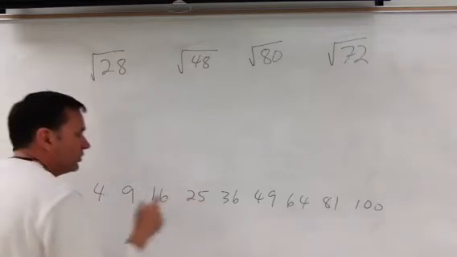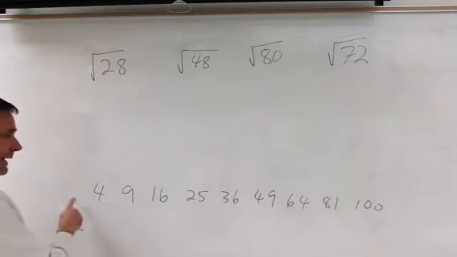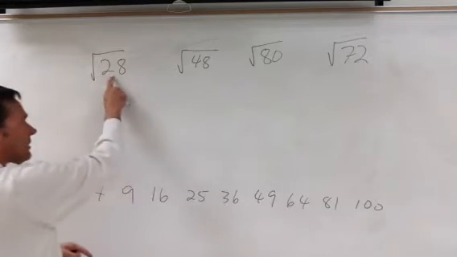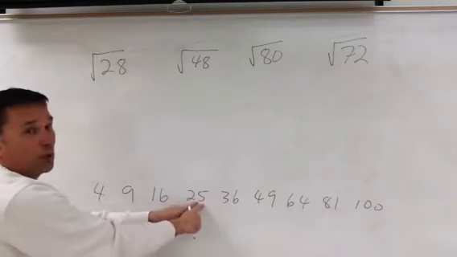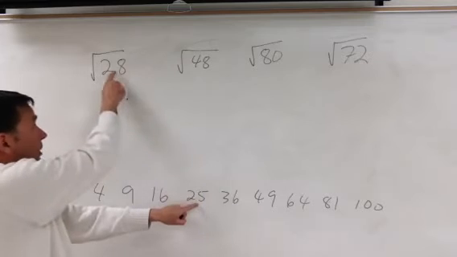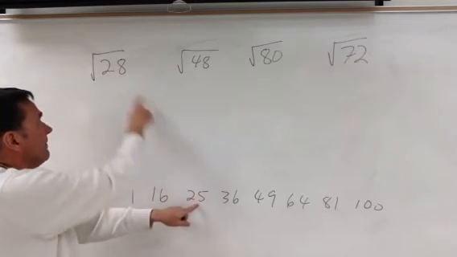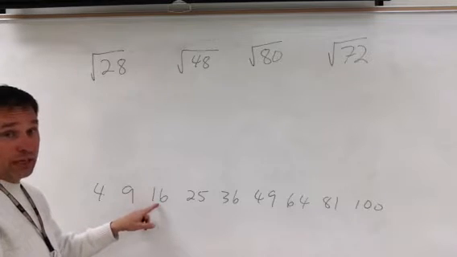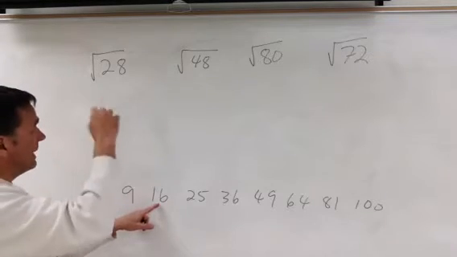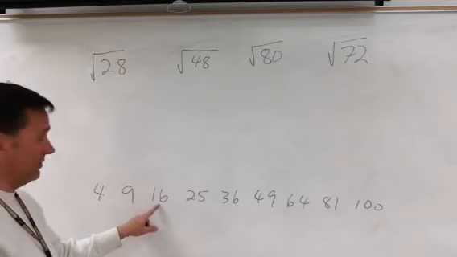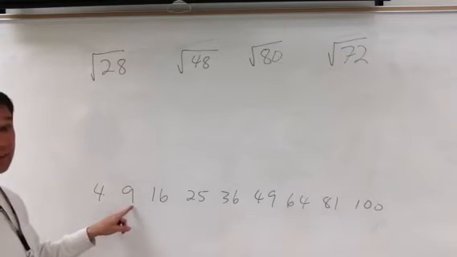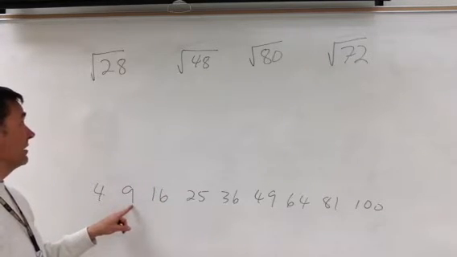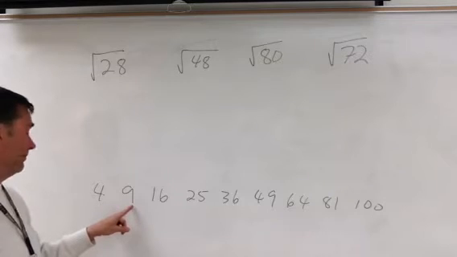If you don't know where to start, think about the biggest number here that is smaller than this number, which would be 25. It's the biggest number here that's smaller than 28. Does 25 go into 28 evenly? No. Does 16 go into 28 evenly? No. If we divided them out, 28 divided by 16 is 1 point something. 28 divided by 9, that doesn't work either. I think that's like 3.111.